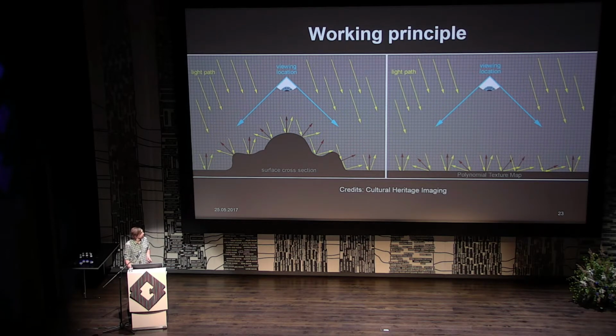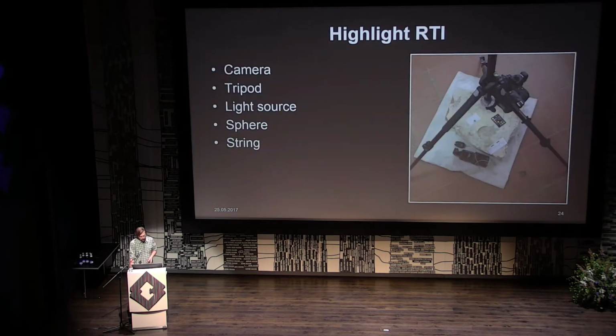So if we know the light position, we know which direction the pixel is facing. For example, the surface here. And if we are looking at it in 2D, then we are able to calculate the angles. As a result, in an RTI model the lighting direction can be changed interactively and enhancements can be performed to make surface details more visible.